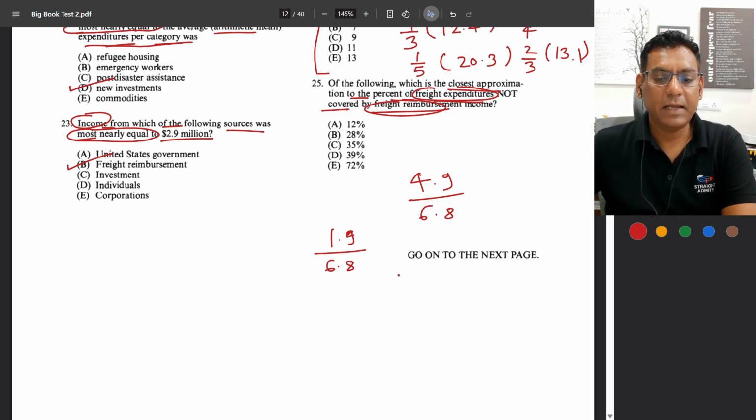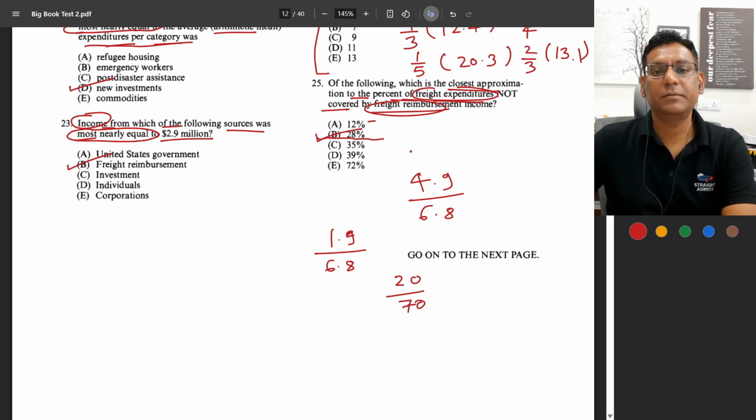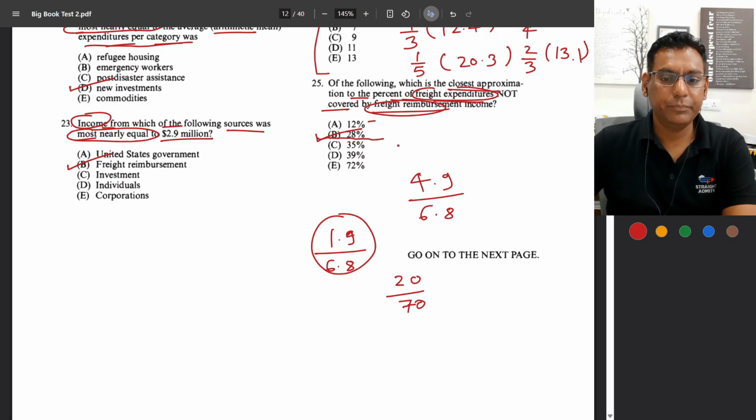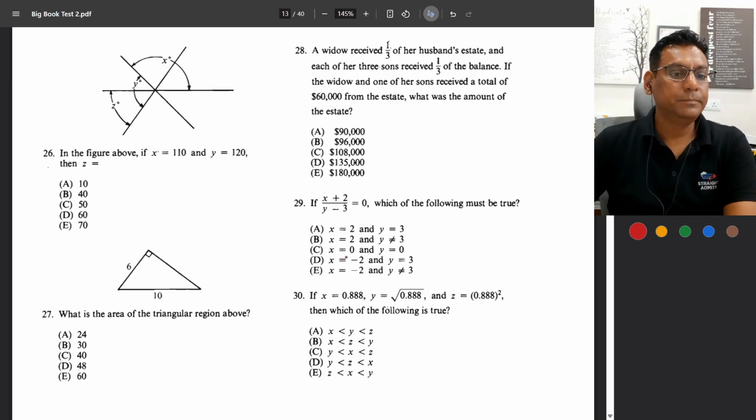Let's do some rough calculation. 20 by 70. Okay, so this is going to be somewhere less than one third. Somewhere less than one third. Okay, what is that number? This is significantly less than one third. Somewhere less than one third is 28%. You can do a finer math and you will get some closer figure, but the answer choices are quite spaced out. Okay, fine. Let's move on to the next question now.